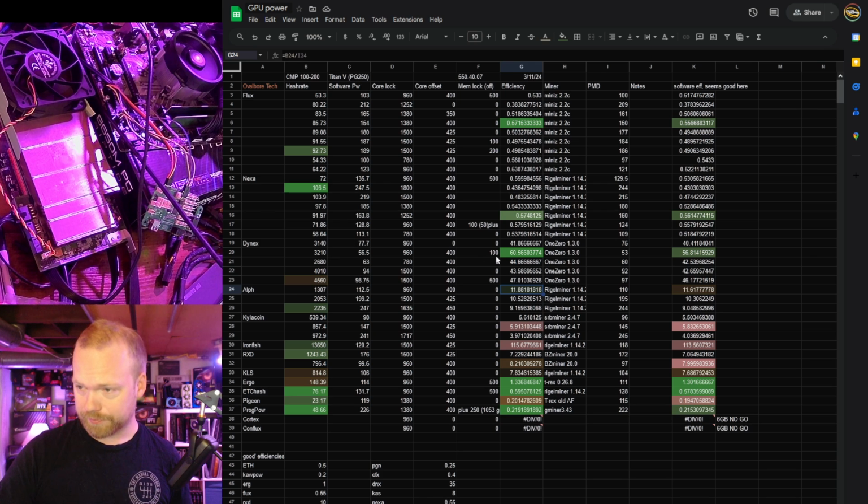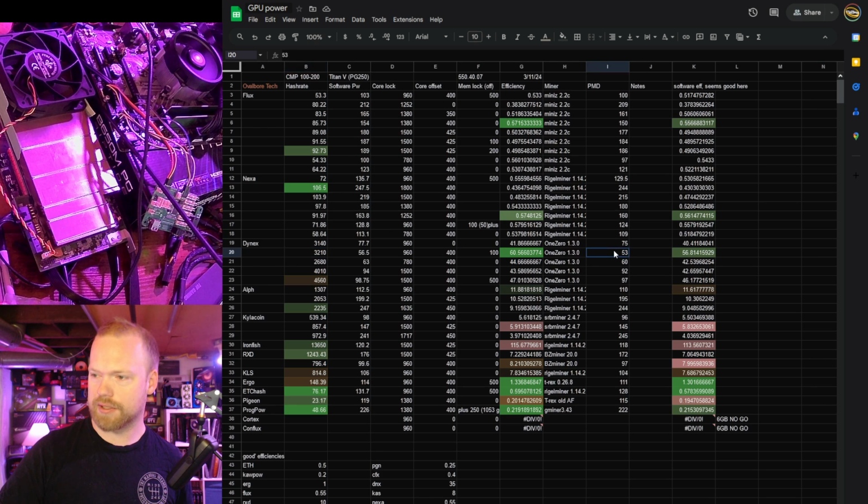Dynex, we got excellent efficiency. This might be slightly better efficiency-wise than the 210. 60.56 was our efficiency. We did 3.2 kilohash, looks like, at 53 watts. Or, if you go balls to the wall, it's 4.5 kilohash for 47 efficiency, 97 watts, which is still pretty good. Nexa, the hash rate's quite good.